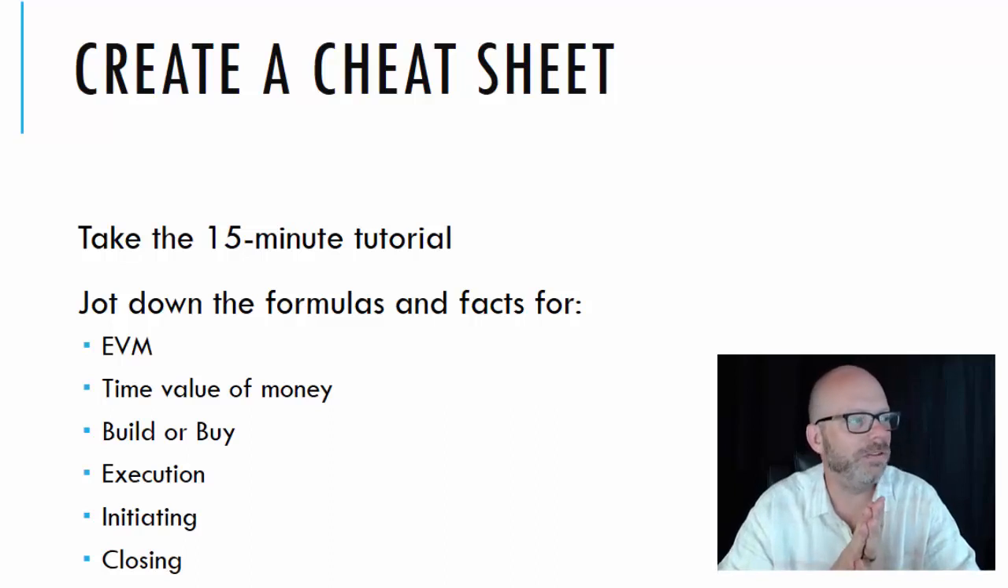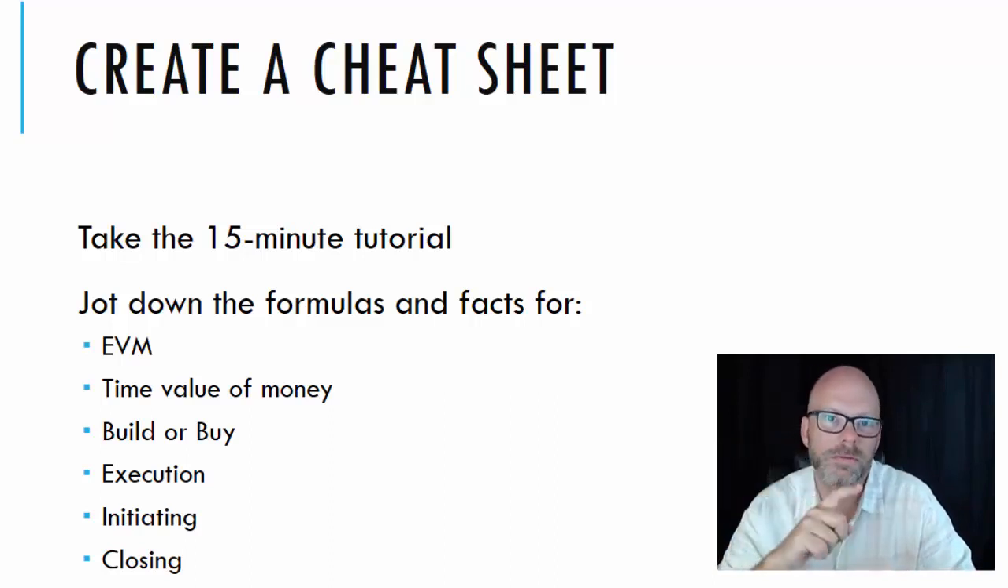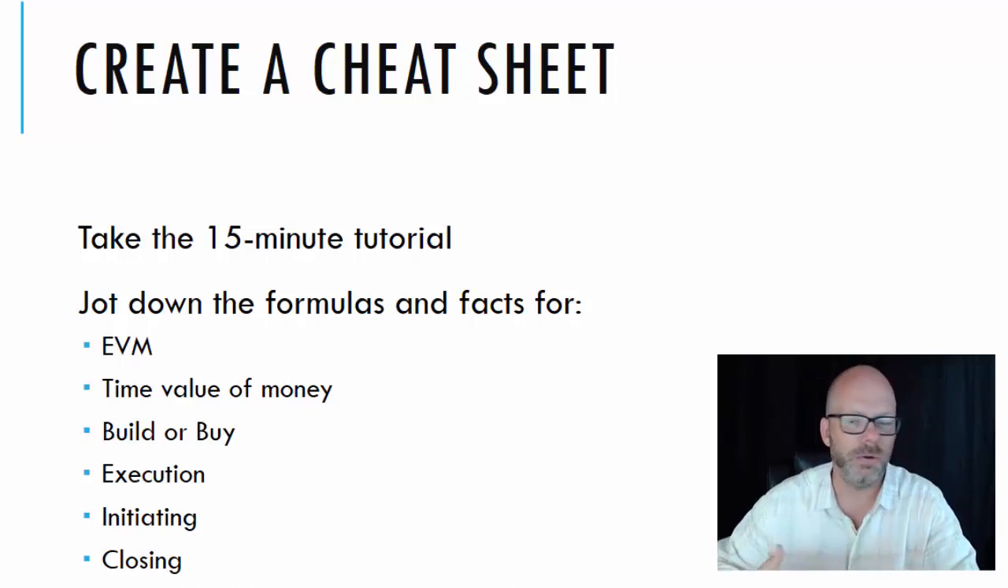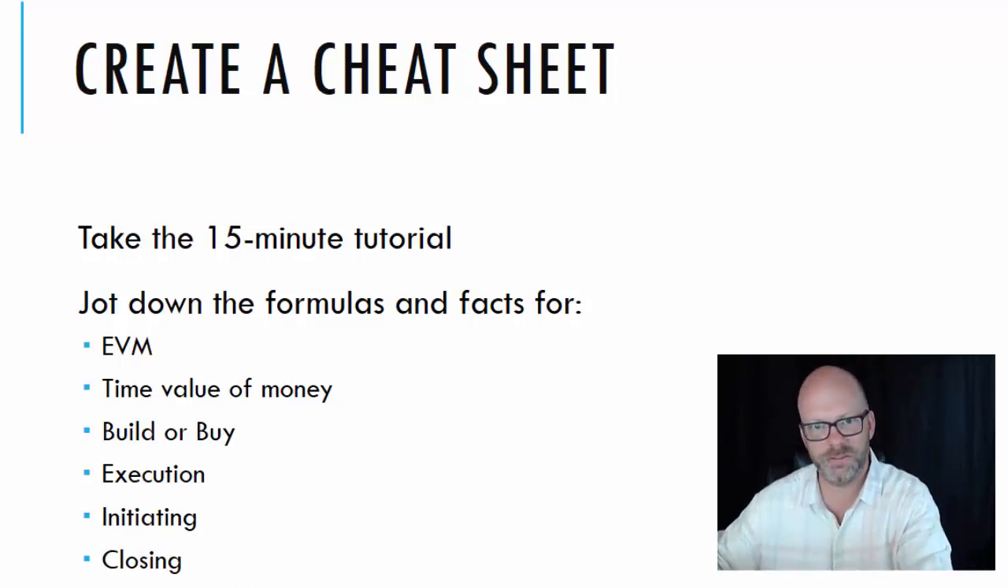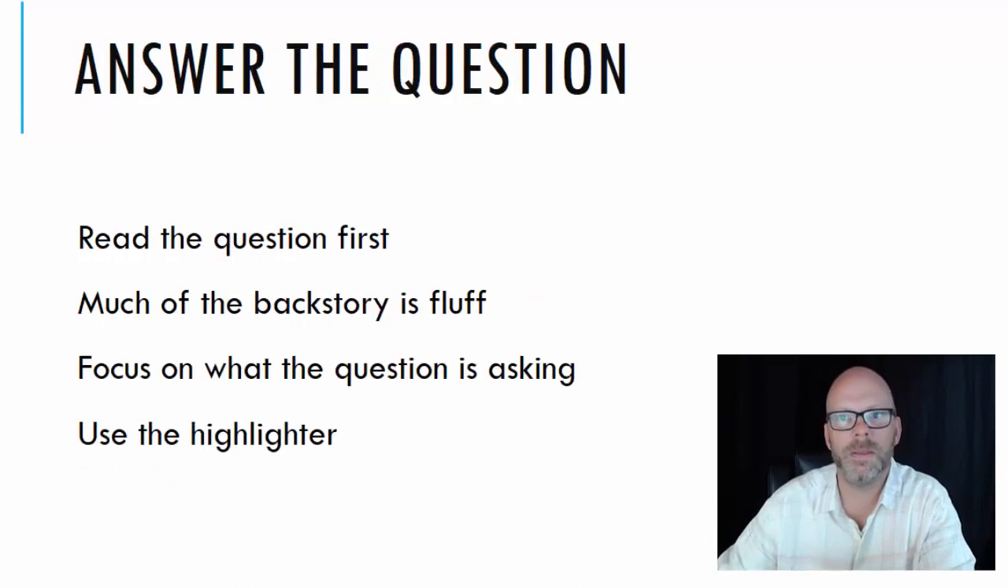So write down the formulas and facts for things like earned value management, the time value of money, the formula for build or buy, your execution, initiating and closing facts, or anything that you struggle with, because that's what you're going to be tested on the most. So create a little cheat sheet that you can just look right down, and there's all of your key notes or key formulas or facts.